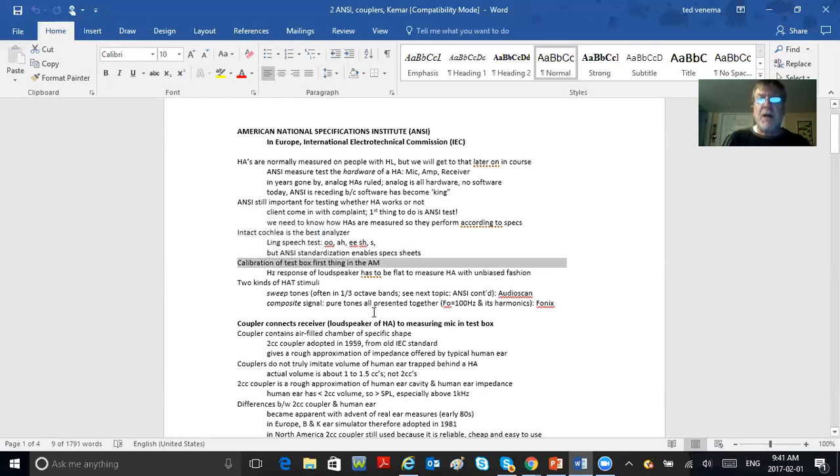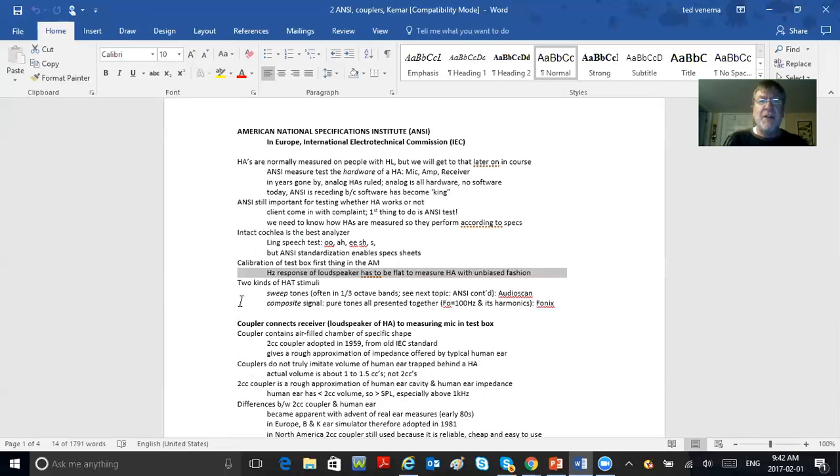Calibration of your test box. First thing in the morning, you calibrate your ANSI test box and you calibrate your real ear box. Both of them easy peasy. Once done, it's done. The frequency response of the loudspeaker has to be flat in order to measure the hearing aid in an unbiased fashion.